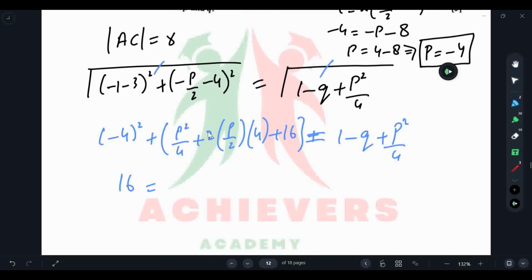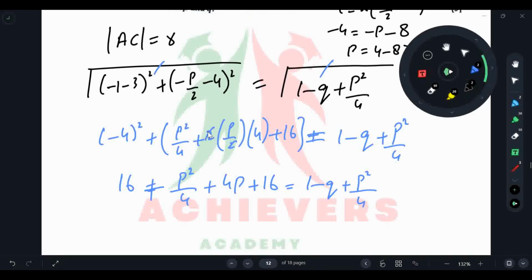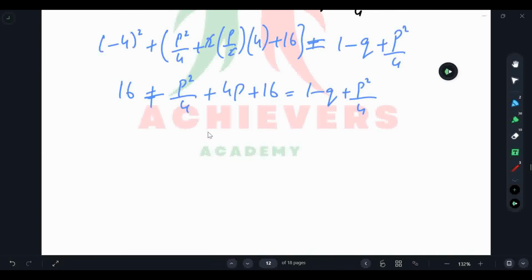16 is equals to 16 plus p square by 4 plus, we can cancel out these two, 4p plus 16 is equals to 1 minus q plus p square by 4. Now we can cancel out these two, and in fact we can cancel out these two also. So this will be equals to 4p is equals to 1 minus q.